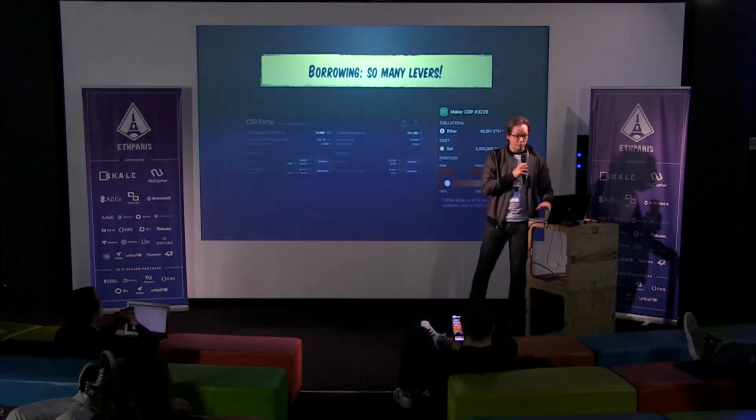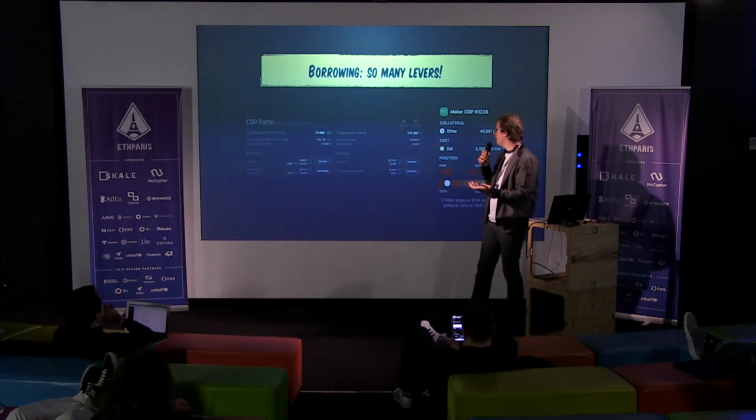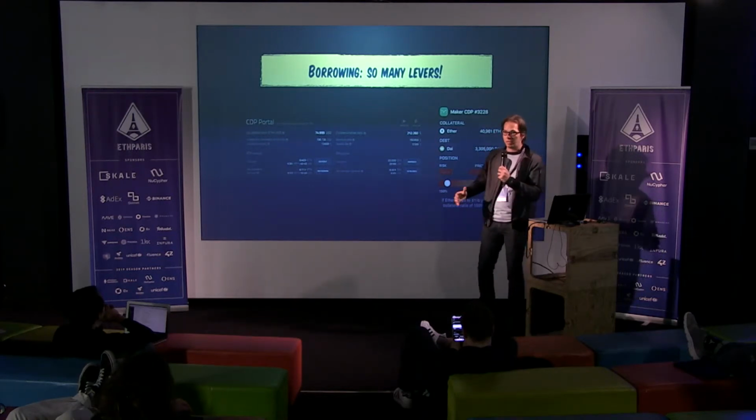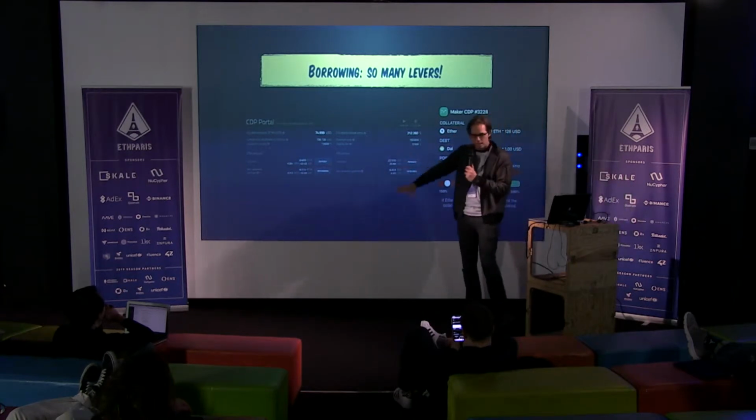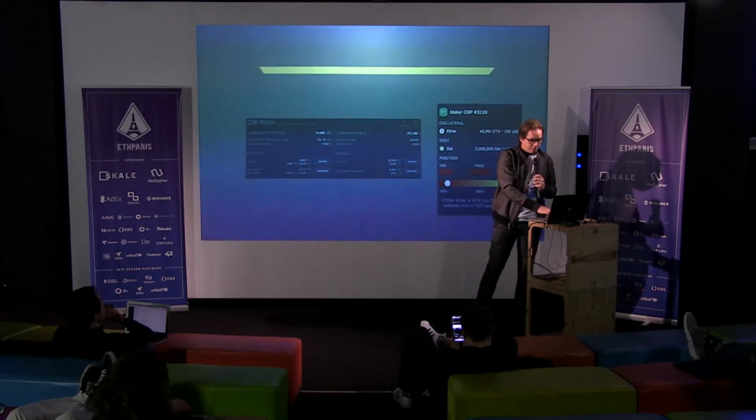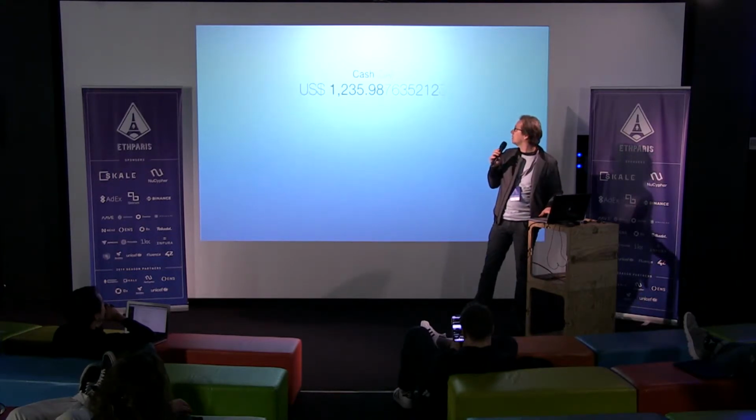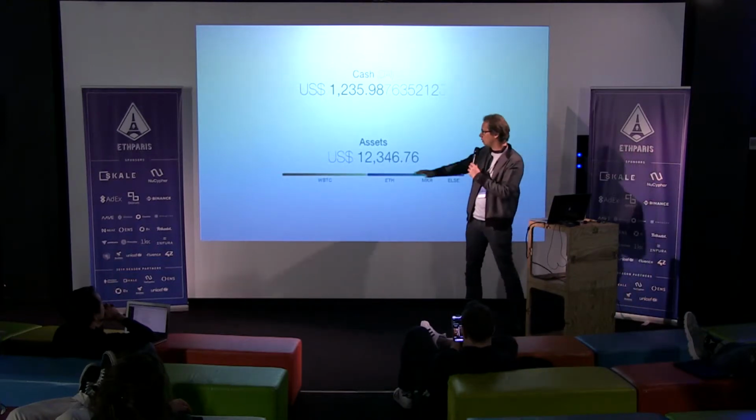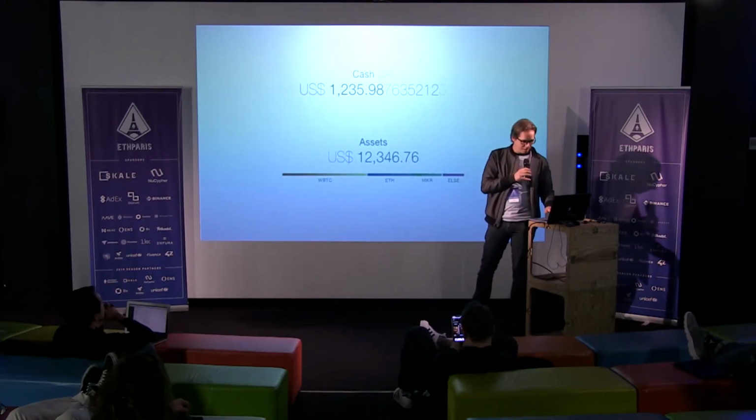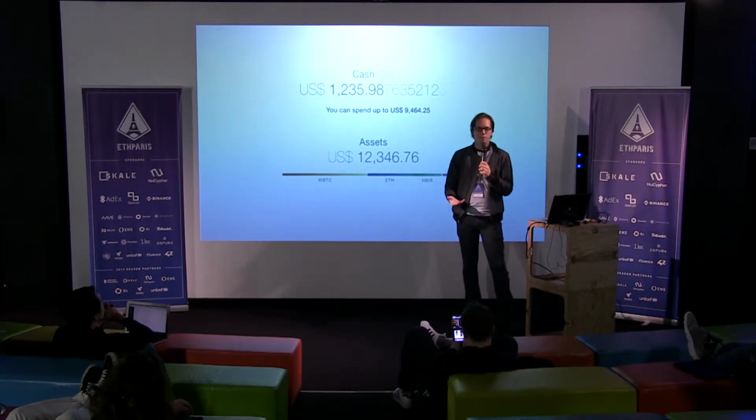Then there's the second part, where you can use the money you already have to borrow. There are tons of ways in which you can do it, and tons of levers. You choose a collateral rate, there's a payback, and there's a bunch of numbers. But if you just want a very simple wallet, you show how much cash the person has, you show them how much assets they have, and you could simply say you can spend up to this amount, right?